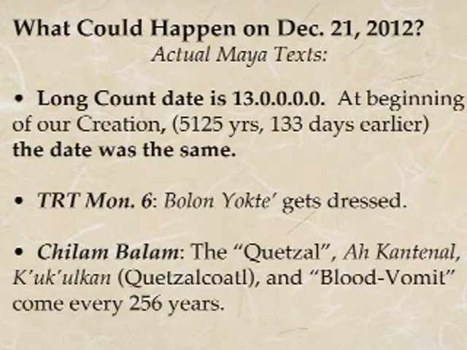There's the number right there on my screen. There's also a monument, Tortuguero Monument 6. Let's see if I can get there here. This is the end of Tortuguero Monument 6, and there's a date. This says the end of 13 Baktuns, 13,000, 4 Ahau, 3 Kankin, which is a Maya date that represents maybe December 21st, 2012.